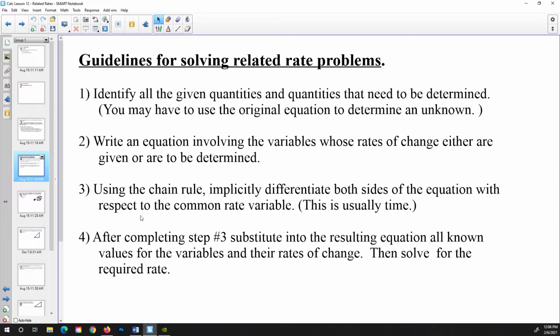Number 3, using the chain rule, implicitly differentiate both sides of the equation with respect to the common rate variable. This is usually time. Number 4, after completing step 3, substitute into the resulting equation all the known values for the variables and their rates of change, then solve for the required rate.